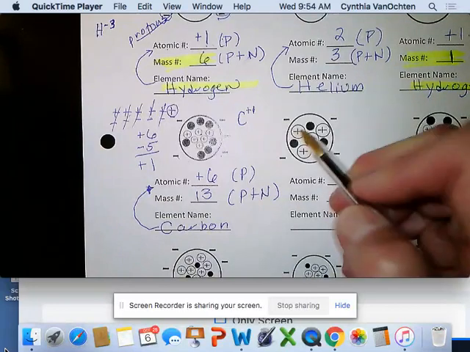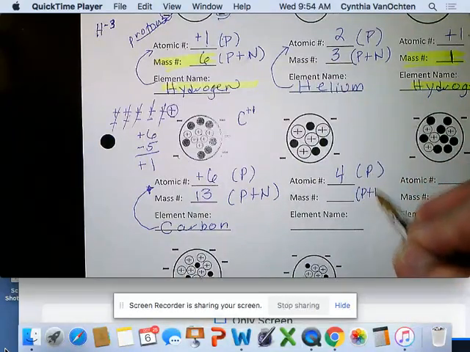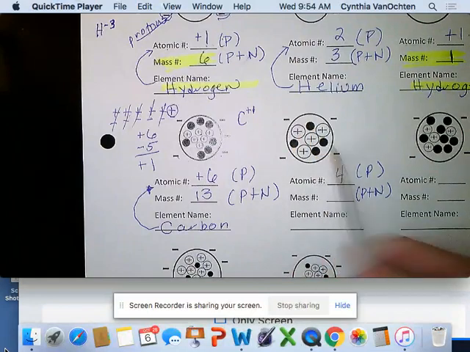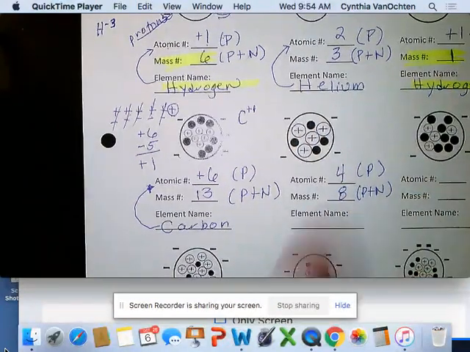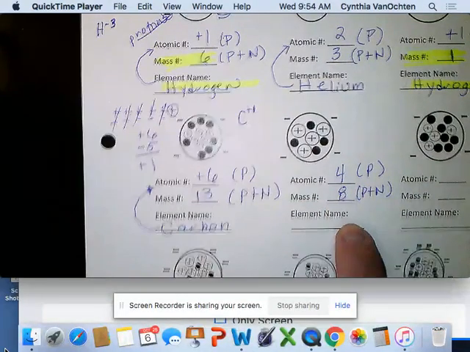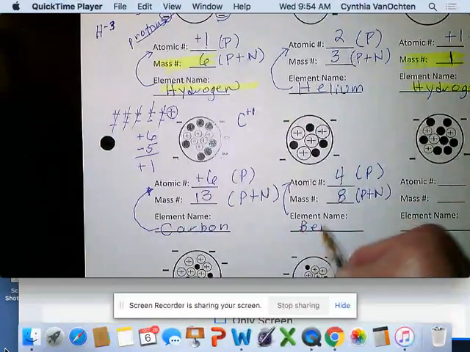Because there's 4 protons. Good. What's the mass number? 8. Okay, we do the protons plus the neutrons. So 1, 2, 3, 4, 5, 6, 7, 8. Good. So the average mass of this atom is about 8 atomic mass units. What's the element name? Beryllium. It's beryllium. Good job. That's a hard one to pronounce.